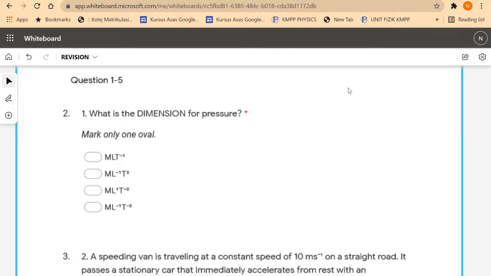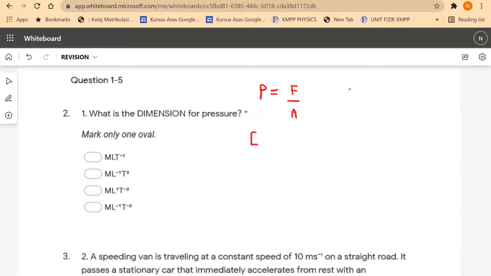Question number 1. What is the dimension for pressure? So when you want to find the dimension of pressure, first maybe you can write the equation of pressure. Pressure equals force over area. So you want to find the dimension for pressure, so put pressure in bracket, F in bracket, and area in bracket.